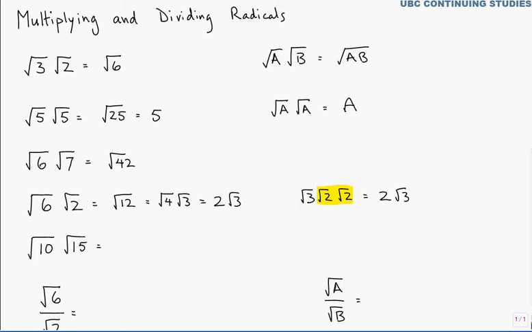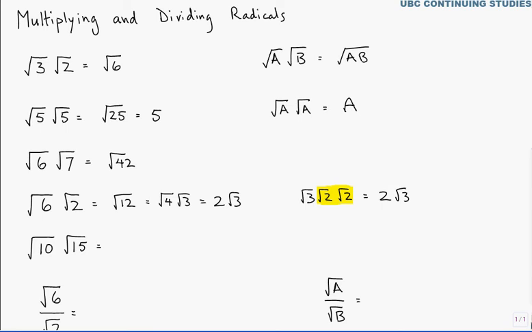Now, in case you're wondering, you could write it as root 3 times 2, but the standard convention is to put the integer part first and then the radical part second. I think that's to avoid any confusion of where the radical sign actually ends, so you don't get it confused with root 32. Let's try this again for root 10 times root 15.